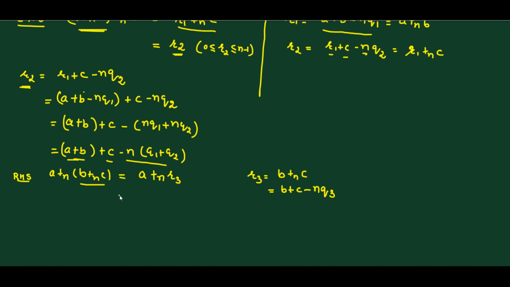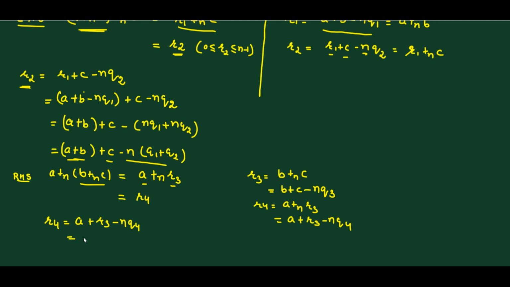Okay. Now again combine A with R3, then suppose it will be R4. So what will be R4 here? R4 is the remainder when A plus R3 is divided by N. So suppose Q4 is the quotient here. So R4 is the remainder when A plus R3 is divided by N. So let's retrace the steps. R4 is A plus R3 minus N Q4.